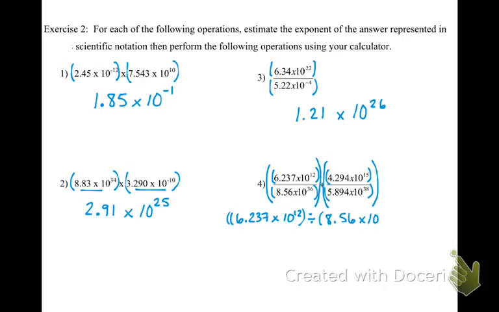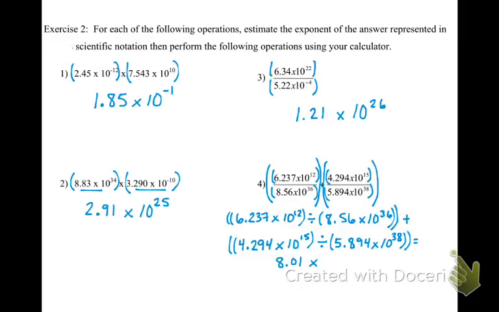divided by parentheses 8.56 times 10 to the 36, close parentheses, close your first set of parentheses, plus, and now you start again, double set of parentheses, 4.294 times 10 to the 15th, close parentheses, divided, open another parentheses, 5.894 times 10 to the 38, and you'll close both sets of parentheses, hit equals, and it should come out with 8.01 times 10 to the negative 24th.